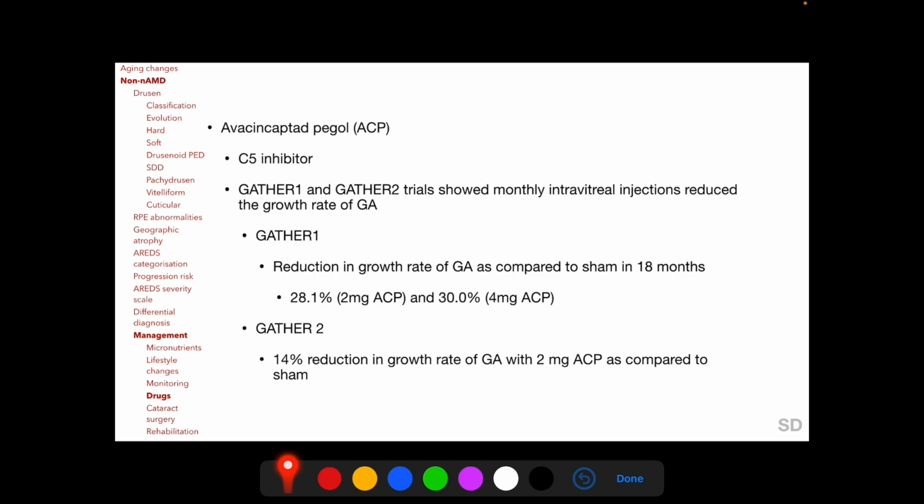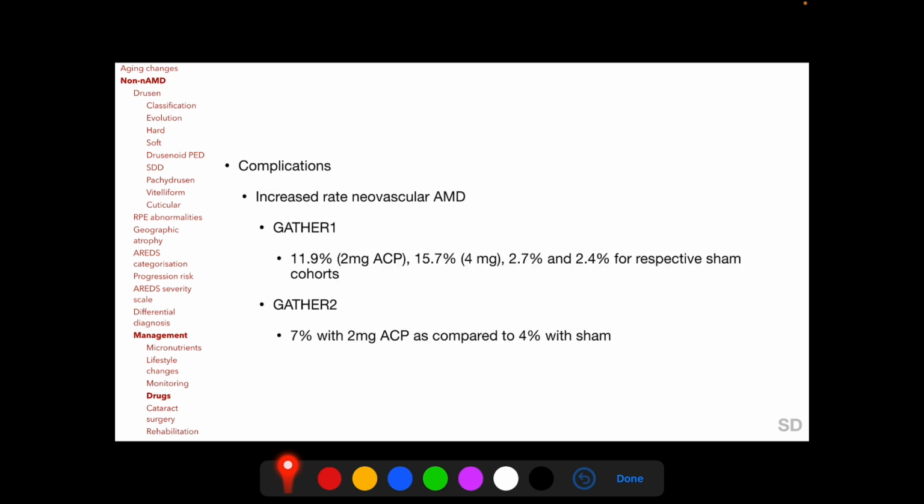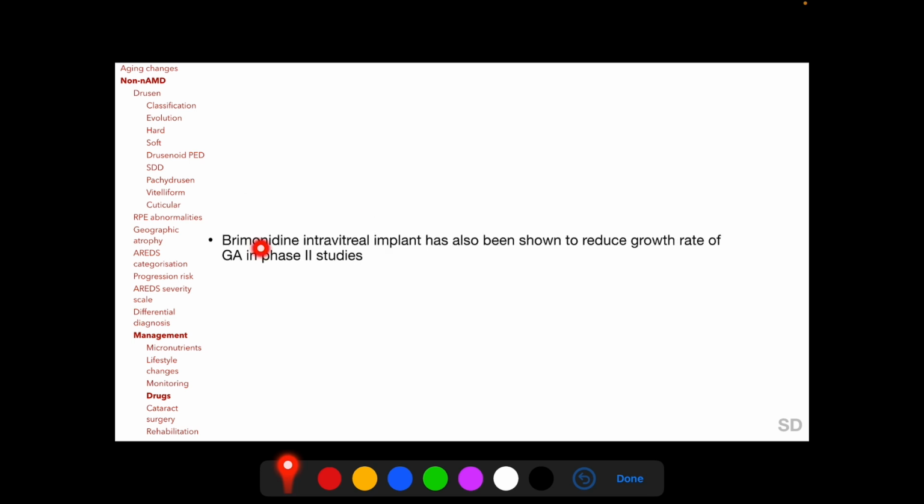The other FDA-approved drug for geographic atrophy is Avacincaptad pegol, which inhibits complement factor C5, and the GATHER1 and GATHER2 trials showed monthly intravitreal injections of Avacincaptad reduced the growth rate of geographic atrophy as compared to sham injections. And like Pegcetacoplan, Avacincaptad was also found to increase the incidence of neovascular AMD. And brimonidine intravitreal implant has also been shown to reduce the growth rate of geographic atrophy in phase 2 studies.